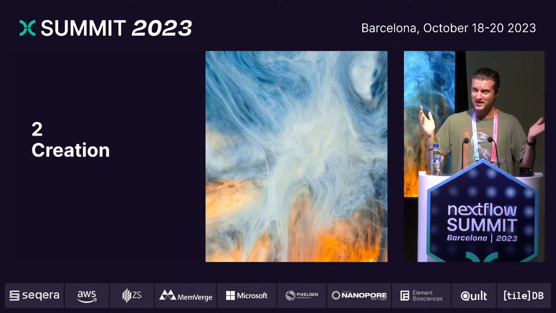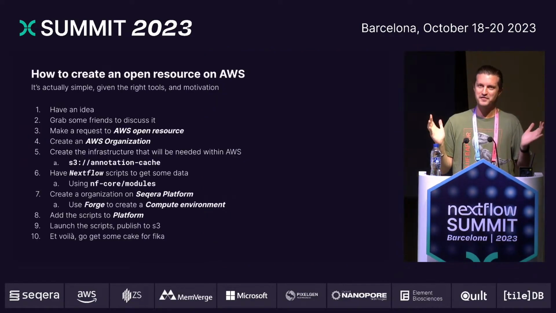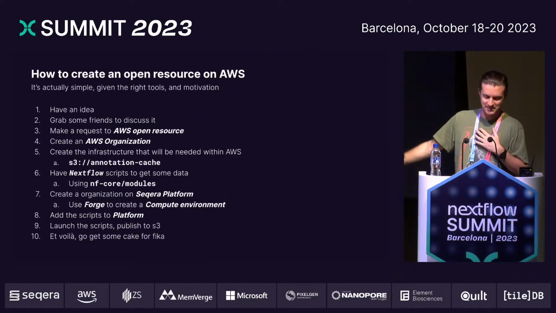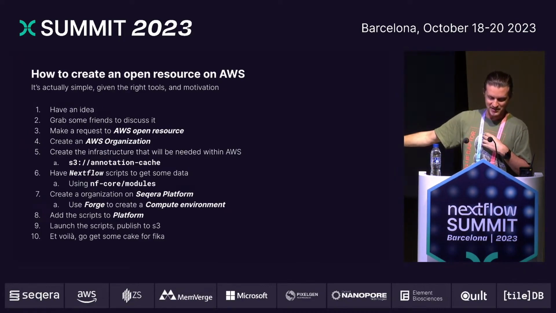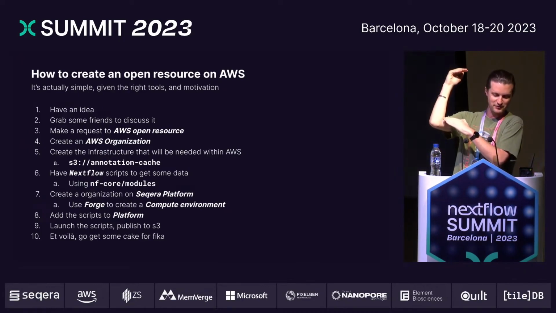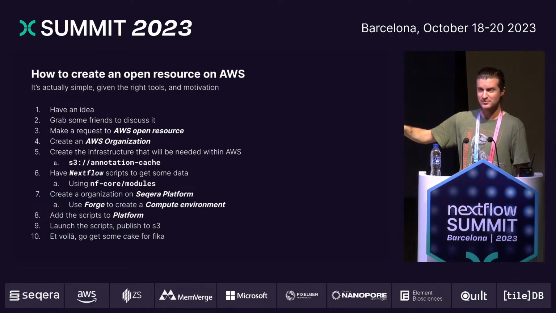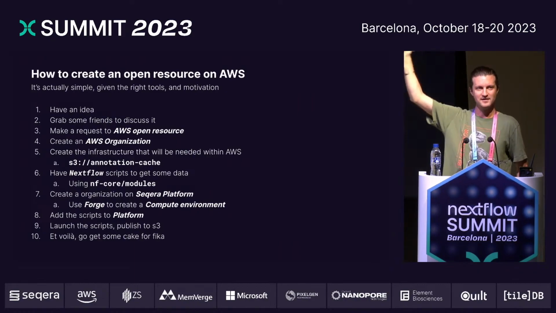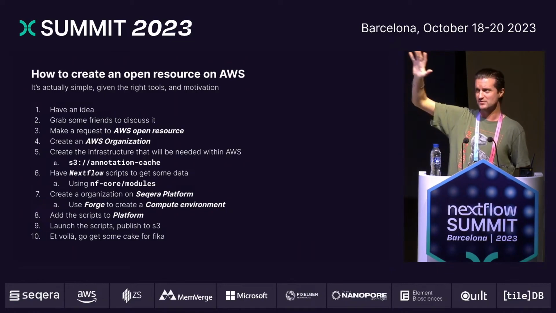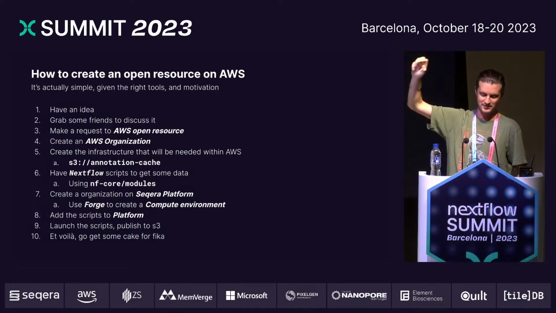So how to create an AWS open resource? It's actually fairly simple. You can skip most of the steps. You just need the first 5 steps. I decided to do the rest with Nextflow, but I will come to that later. First, you need to have an idea. My idea in this case was to create a cache, a resource that people can use for annotation.